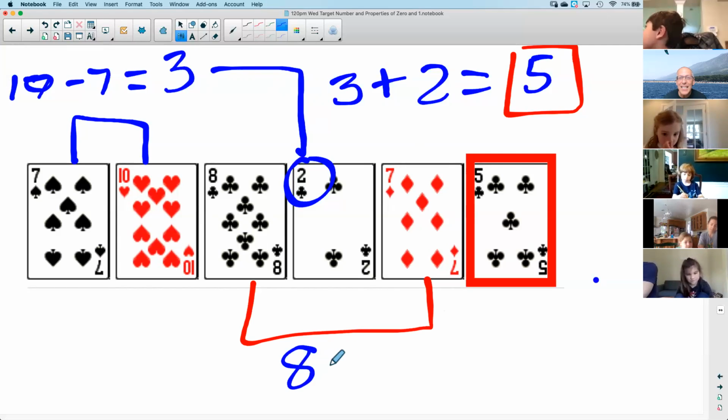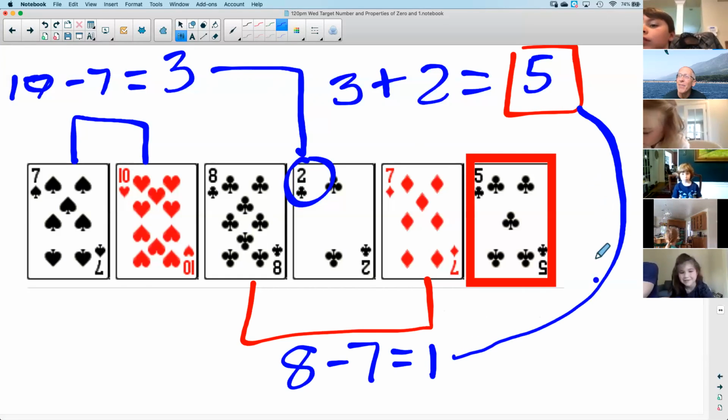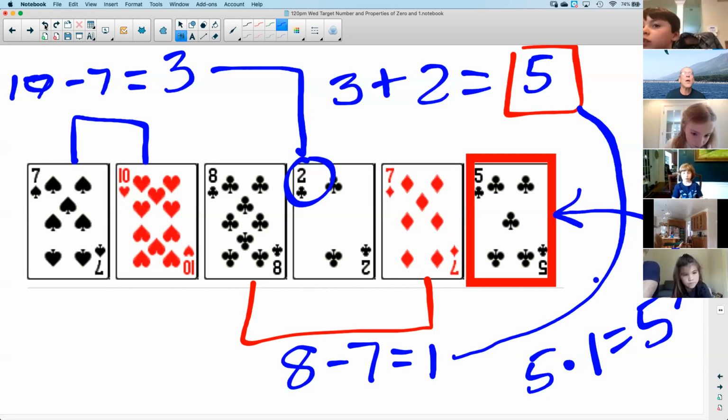8 minus 7 is what, guys? 1. Everybody, Cam, check it out. 5 times 1 is 5. And Cam, you were the first one to get there, and that was awesome. Now, Gabe, we have time for one more.